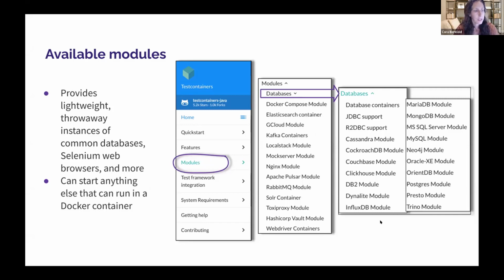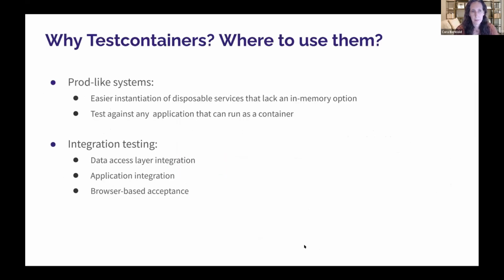But you don't have to use any of these out-of-the-box configured shortcuts or facilities. If you can containerize something, you can actually start with a Dockerfile. Anything that can be containerized can be used with Testcontainers.